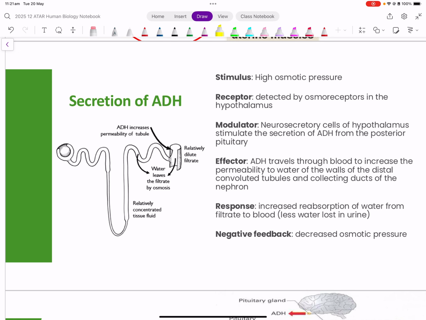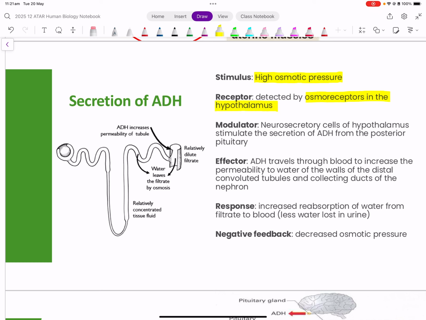So this here flows into our feedback loop mechanism. So what is the first stimulus? Our first stimulus is a high osmotic pressure, so a low water concentration. This low water concentration or high osmotic pressure is detected by osmoreceptors found within the hypothalamus.